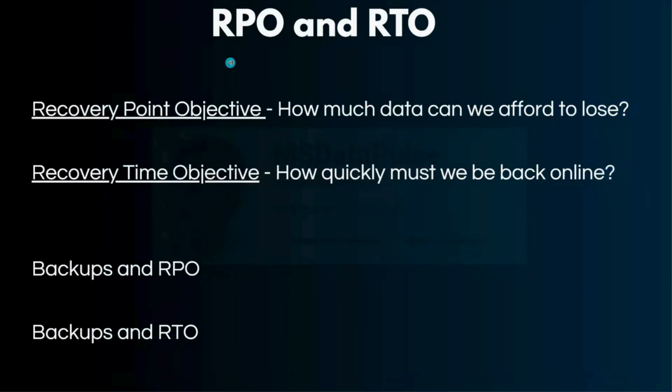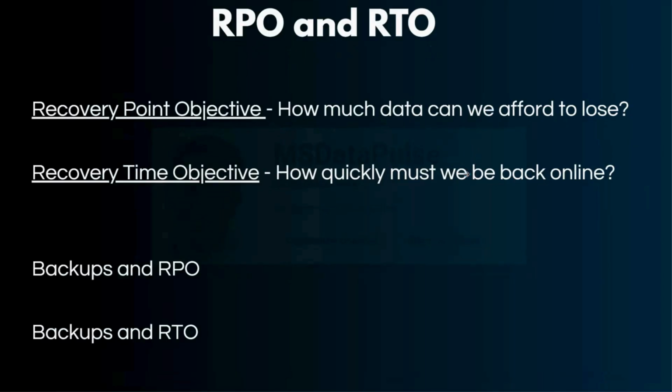Okay, now we have RPO and RTO. In your environment, or when you are going for an interview, sometimes the interviewer may ask what is RPO and what is RTO. The full form of RTO is recovery time objective, and RPO means recovery point objective. These are SLAs, or some numbers, which are defined while you are having a contract with your customer. Recovery point objective means how much data we can afford to lose, and recovery time objective means how quickly must it be back online.